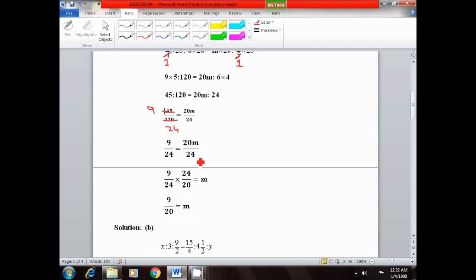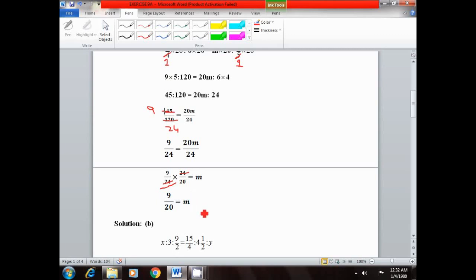Since we want to find m, let's take the fraction 20/24 to the left side of the equation. We take the reciprocal of this fraction, and it becomes 24/20 after moving to the left side. So we can cancel this 24 with the second 24 at the numerator position. So we are left with 9/20, which is the required value of variable m.